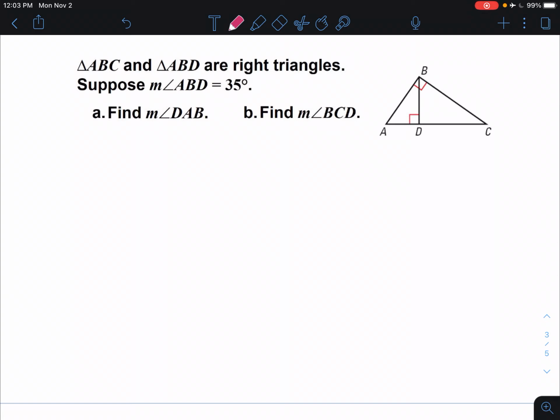All right, so let's look at this example. Triangle ABC and ABD are right triangles. So that's what these little red squares mean. They're telling you that those are right triangles and where the right angle is. Suppose the measure of angle ABD is 35. Now pay close attention to what angle they're talking about. They're talking about right here. This is going to be 35.